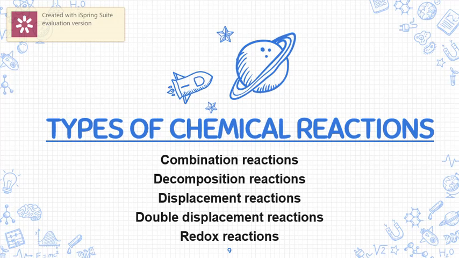So today we will discuss types of chemical reactions. For the 10th class we have 5 types of chemical reactions. First one is combination reactions, and the second one is decomposition reactions, displacement reactions, double displacement reactions, and redox reactions. So let us in brief discuss 5 various types of chemical reactions. First is combination reactions.